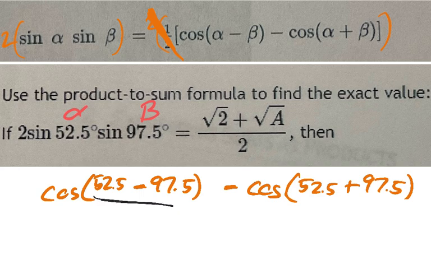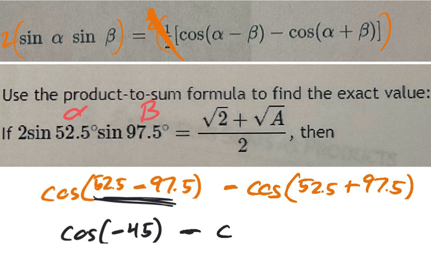So now, because this is being subtracted in the argument, I can simplify that. So what is 52.5 minus 97.5? It's going to be negative 45. Hey, I know that angle. Minus cosine. What's 52.5 plus 97.5? It's 150. Hey, I know that angle.